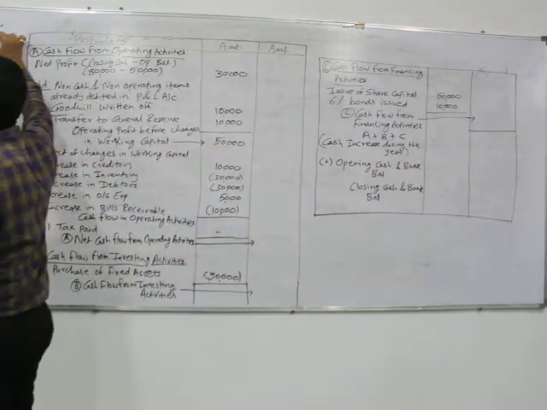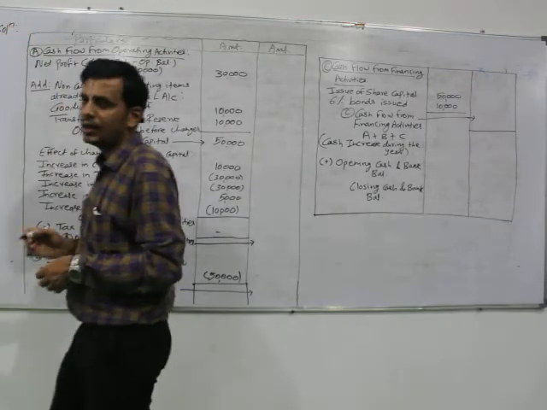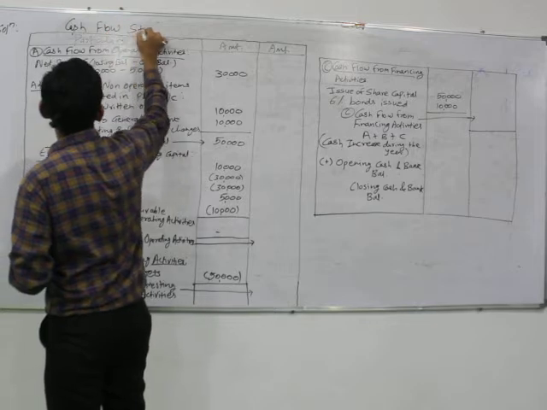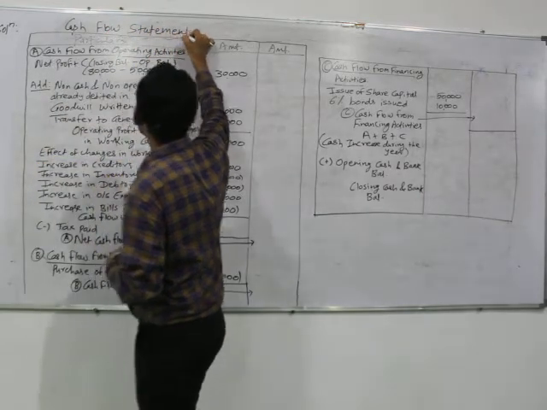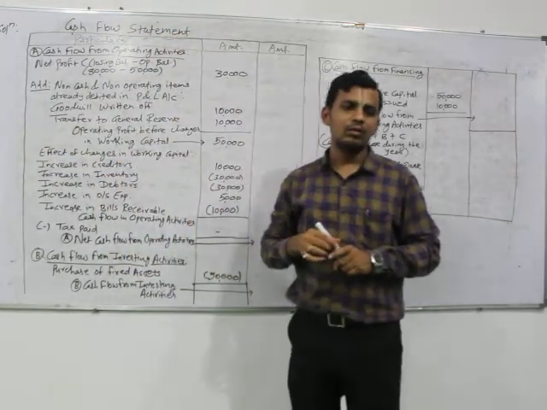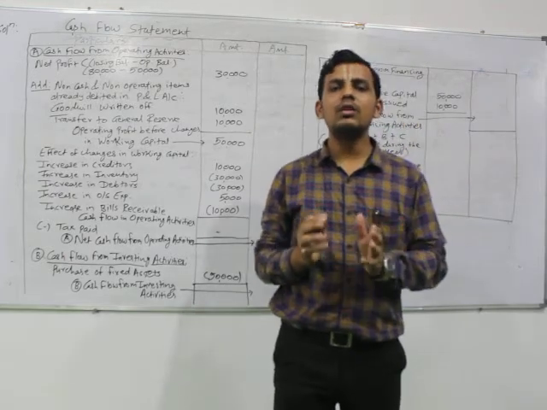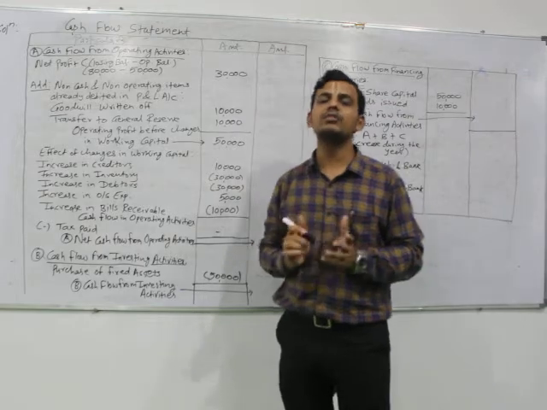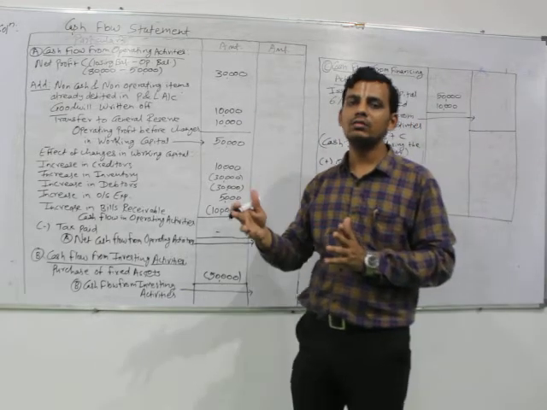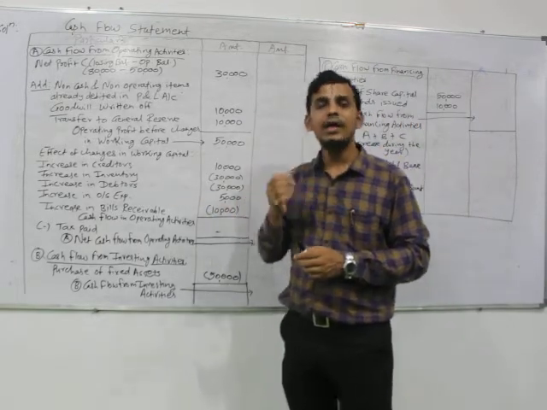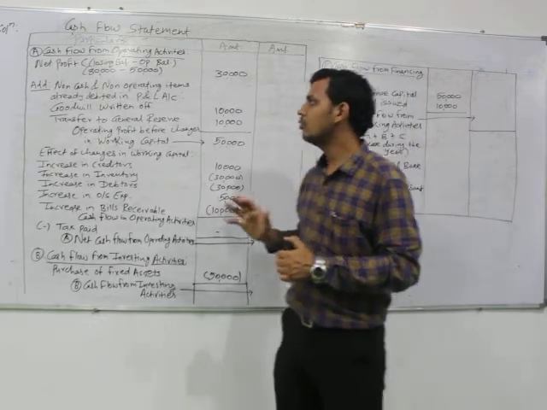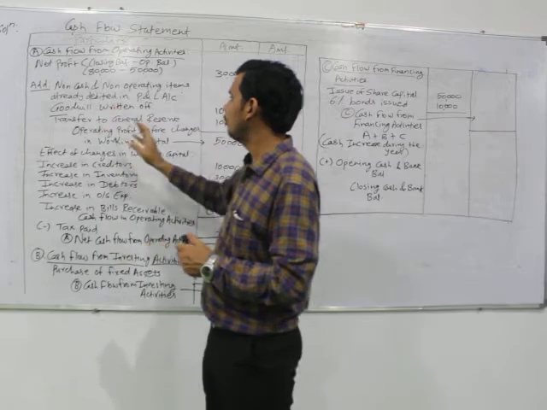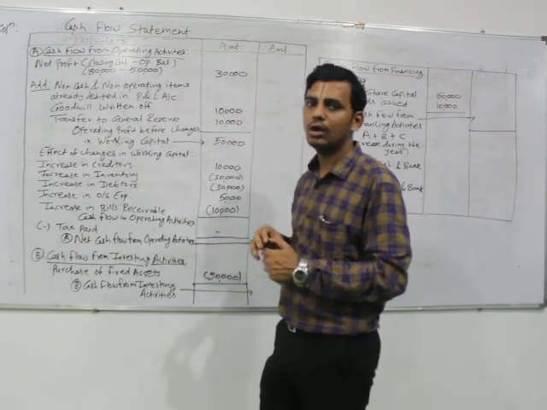So the question says that we have to prepare a cash flow statement. So write down the heading: cash flow statement. Therefore, we are going to frame the solution from the particulars which have been provided to us. No other adjustments are provided in the question. Hence, there is no necessity to prepare any kind of working note. As we have discussed the format, we have prepared it in the same pattern: first column for particulars, second and third column for amounts.